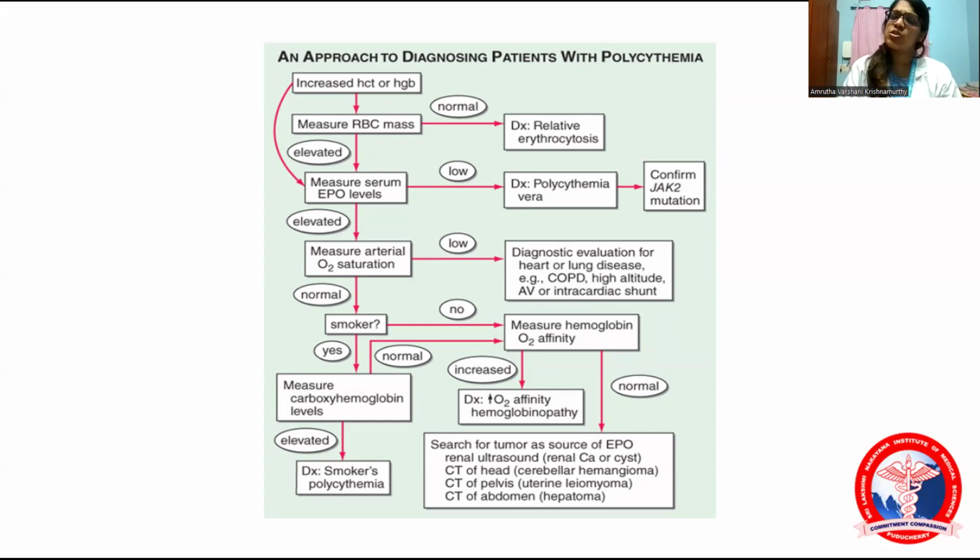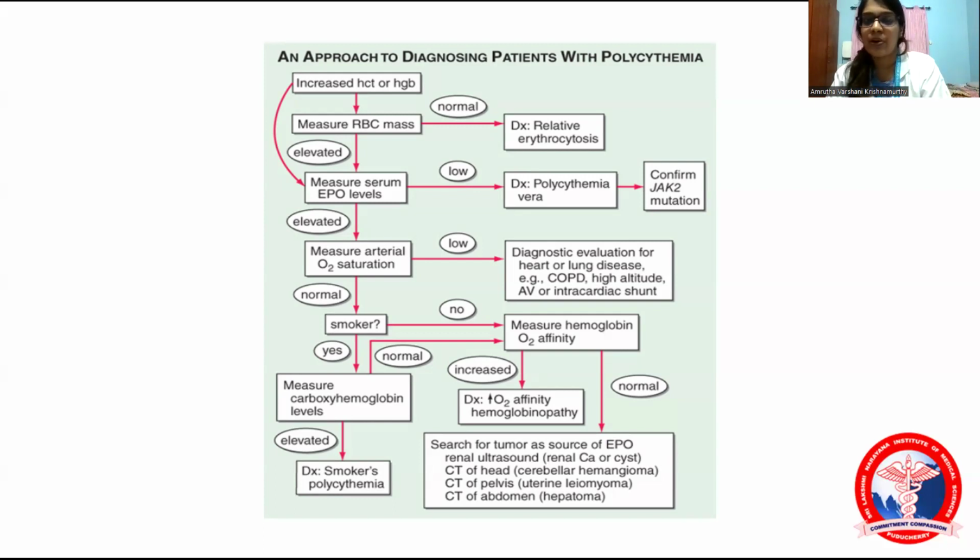If the patient is also not a smoker, then there are different types of hemoglobin that have an increased oxygen affinity, so that also has to be checked for. If that is also normal, the patient may not have a normal stimulus making them produce increased hemoglobin. It can be because of a tumor producing increased erythropoietin. That can be a hepatoma, very commonly a renal cell carcinoma, or a cerebellar hemangioma.